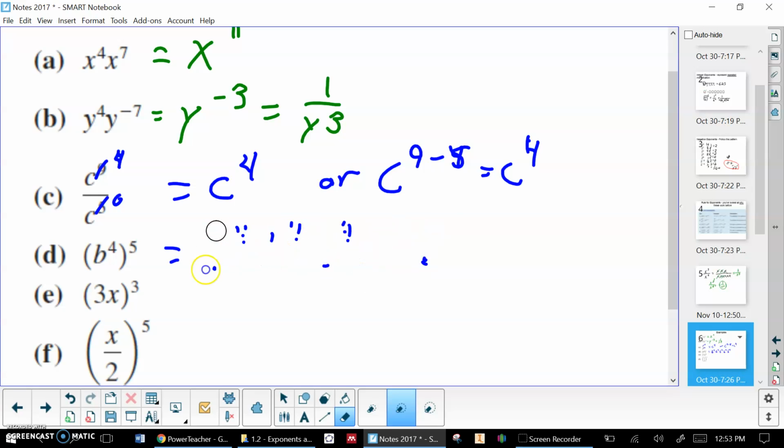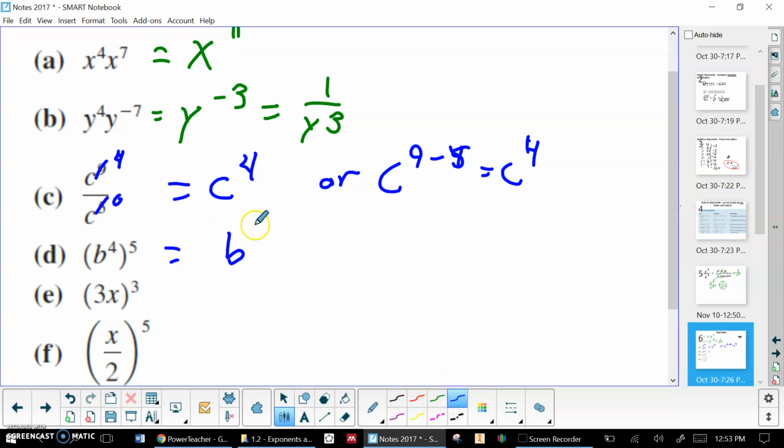So let me just go ahead and get rid of all of that. Now that we have that rule to work with, our power of a power says we take b to the 4th times the 5th, which is b to the 20th.